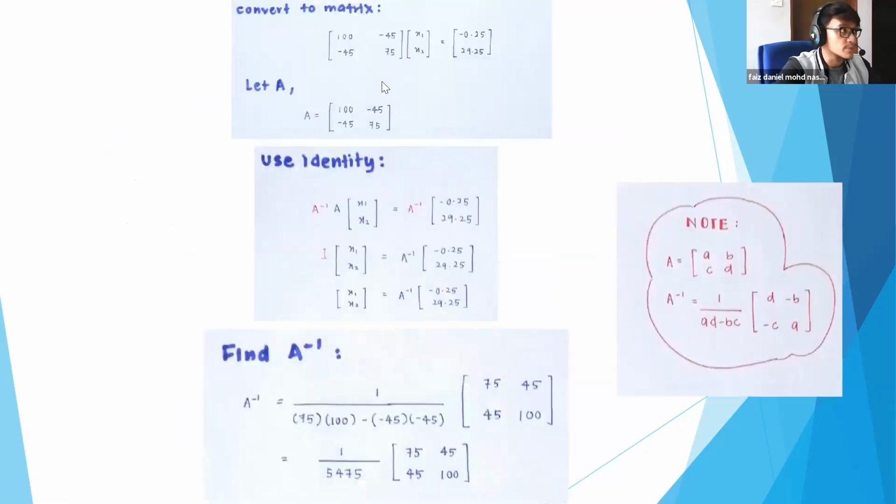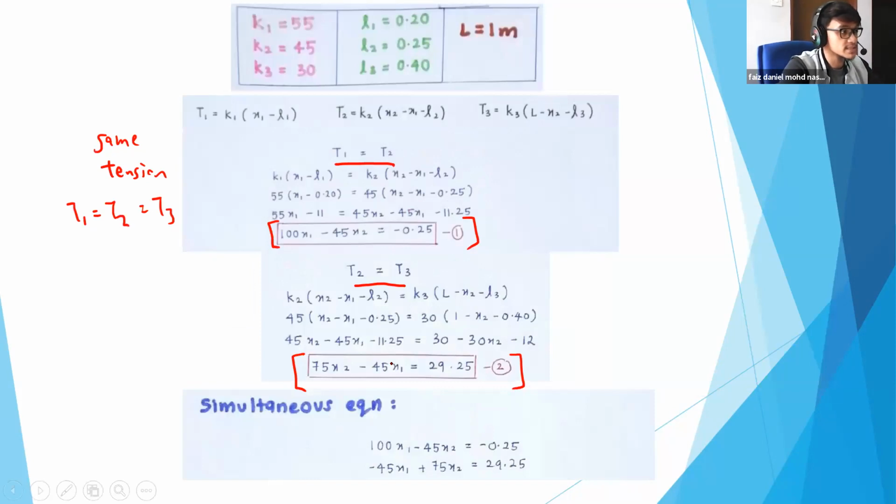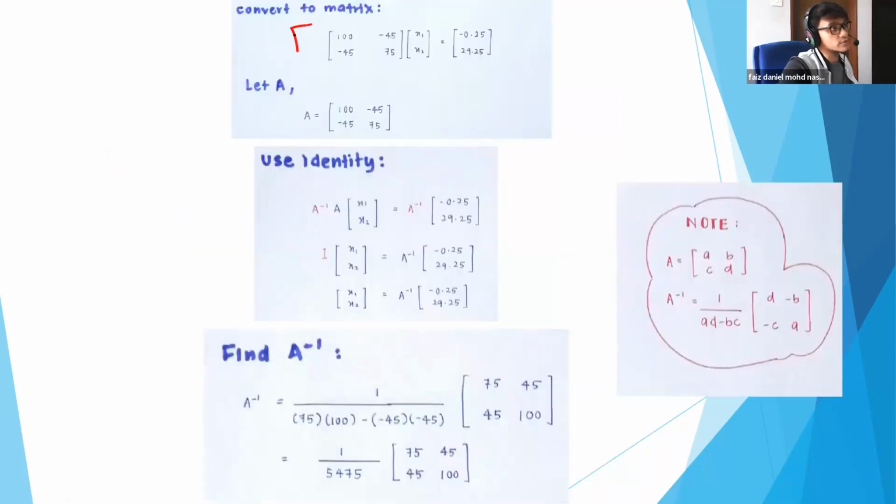Right now I'm going to explain this question by using matrix forms. First of all, we can go back to the previous equation and convert it into matrices. You can see under here, we need to convert it into the matrix form and we get this kind of equation. So we know that [100, -45; -45, 70] times [x1, x2] is equal to the right-hand side, A.